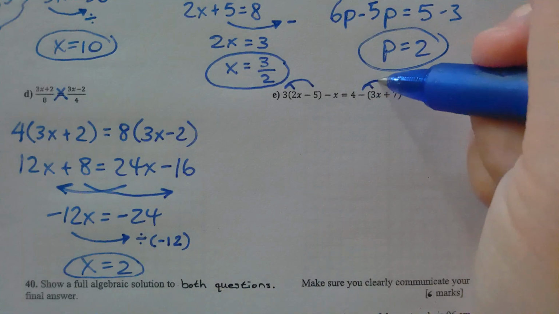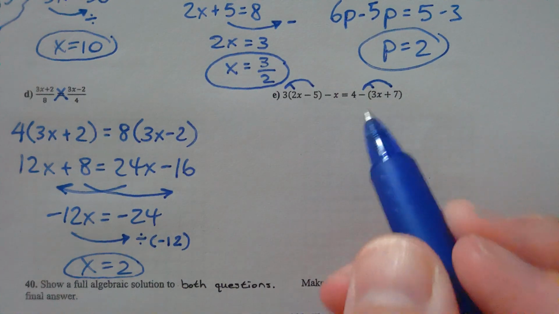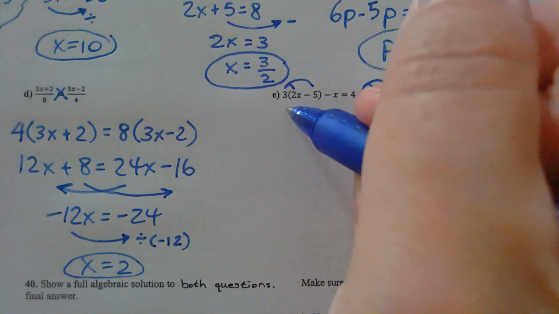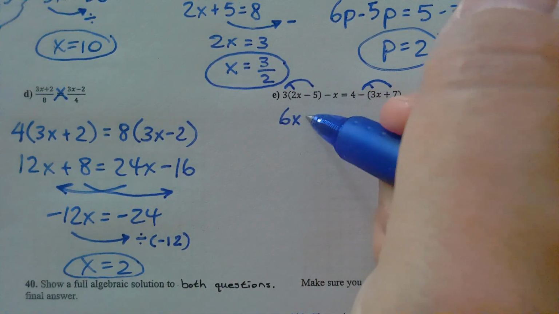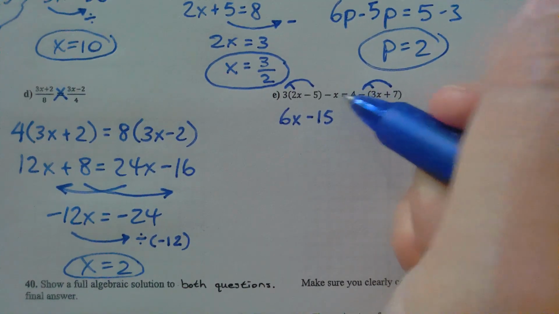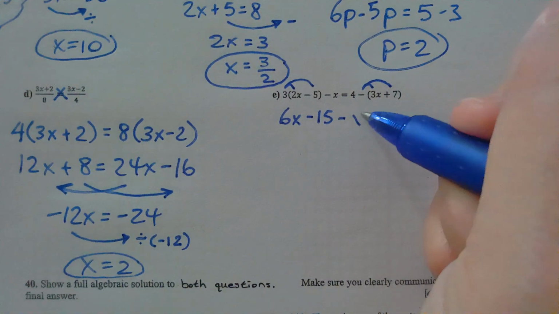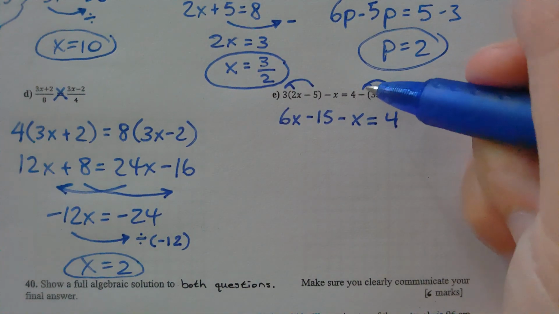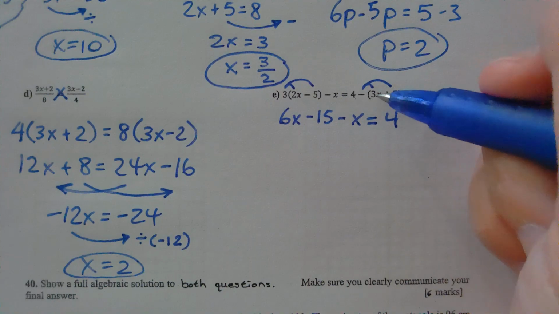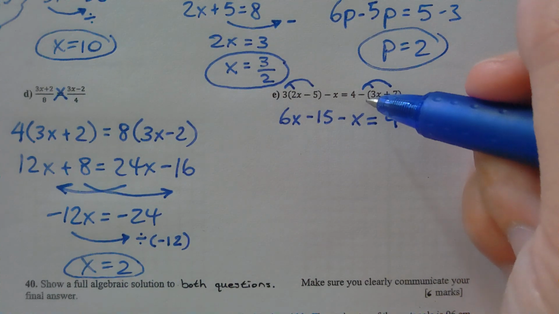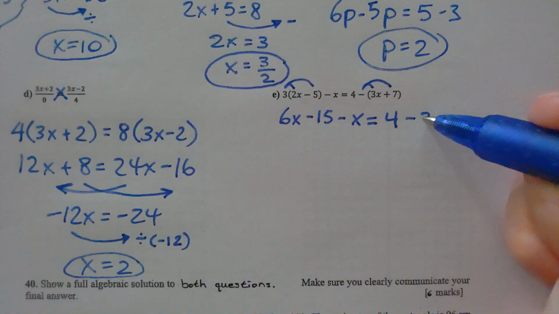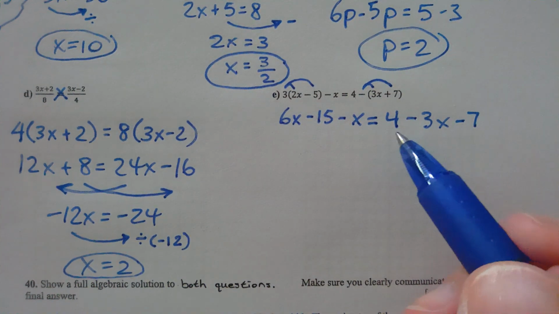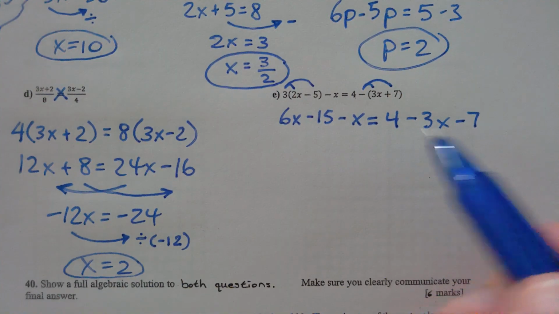Distribute. Some people had a question about this one in particular because of that minus sign. So 3 times 2x is 6x, 3 times negative 5 is negative 15. This part, I'm not multiplying anything, I'm just copying it straight down. And then here, you can think of it as negative 1. So negative 1 times 3x is negative 3x. Negative 1 times 7 is negative 7. So it becomes a subtraction question on the right side.